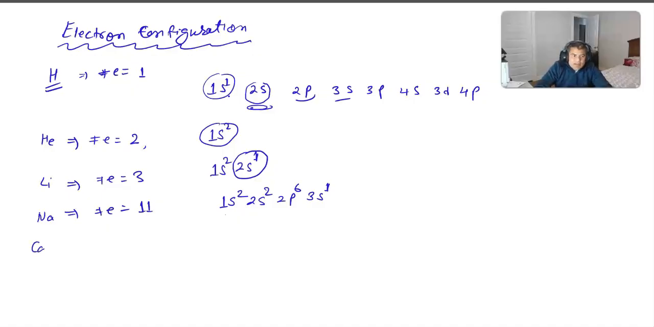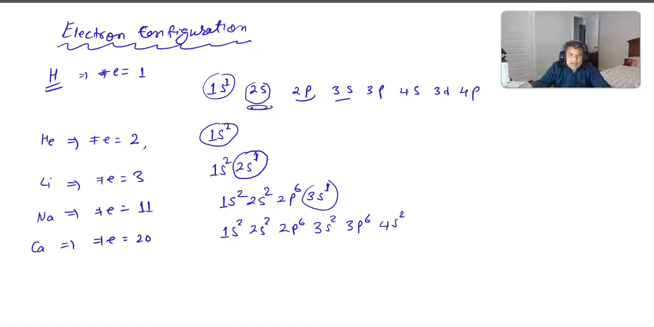Okay, so now let's say calcium. Calcium's number of electrons is equal to 20. First of all, consume 1s2, still 18 electrons left. 2s2, 16 electrons left. 2p6, 10 electrons left. 3s2, right? And 8 electrons left. 3p6, 2 electrons left, right? And after 3p comes 4s2, right? So these all are residing at s. This is also s, this is also s. See that they are s.